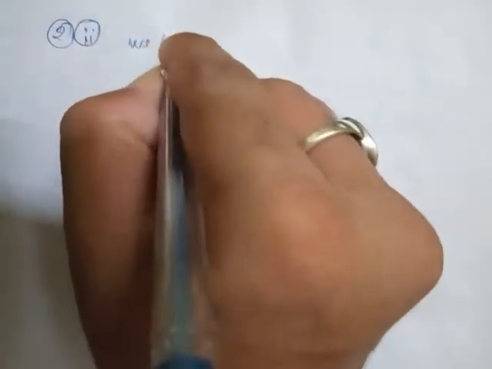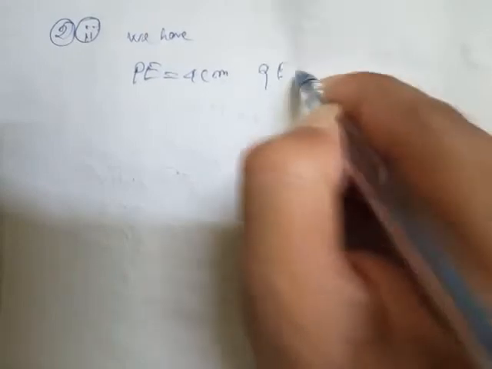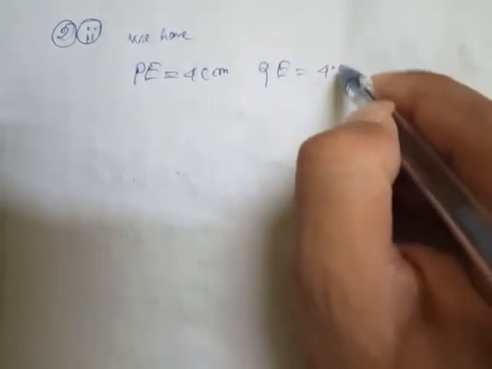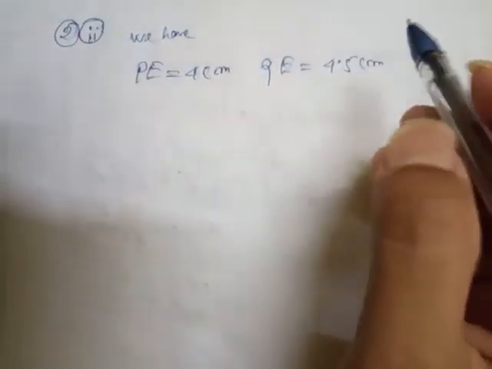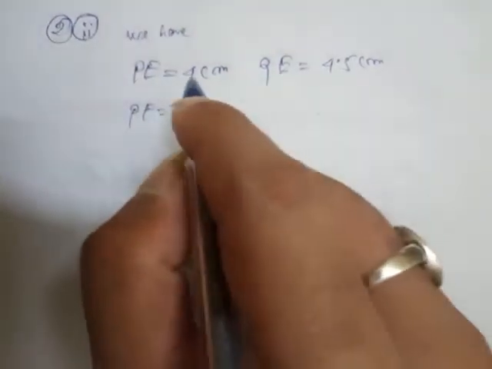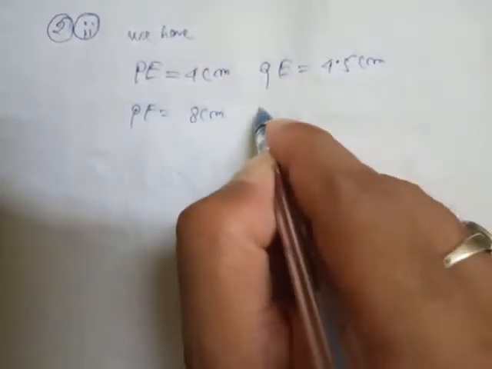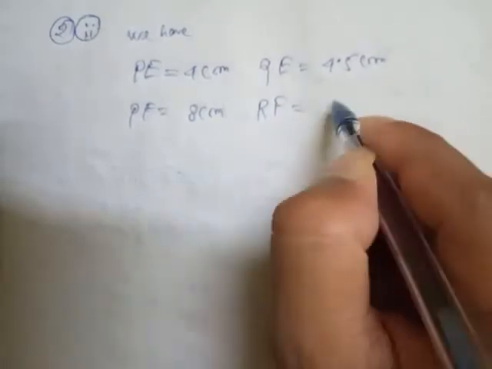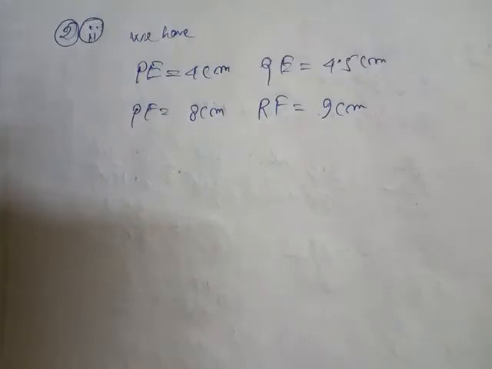Now look student, question number 2 Roman 2. What is the given part here? PE equal to 4 centimeter, and QE equal to 4.5 cm, then PF equal to 8 centimeter, then RF equal to 9 centimeter. These are the given values in the question.